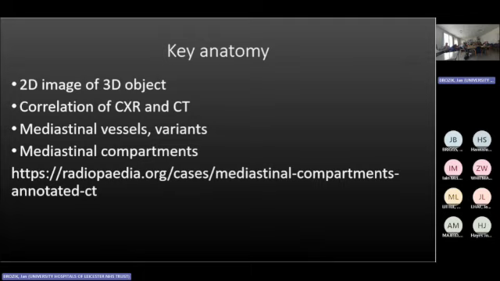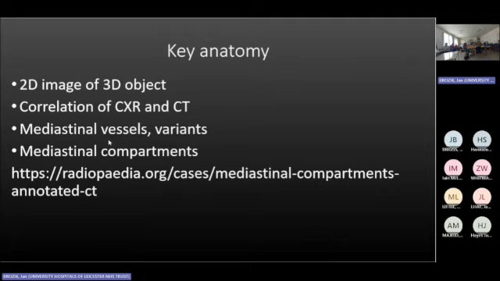It's just one slice, but if we scroll through the images, we can actually get that 3D visualization in our heads. I think what is important is to correlate what we see on X-rays and CTs. So CT is obviously a superior method. However, sometimes you need a chest X-ray to understand what you are looking at on CT, and vice versa.